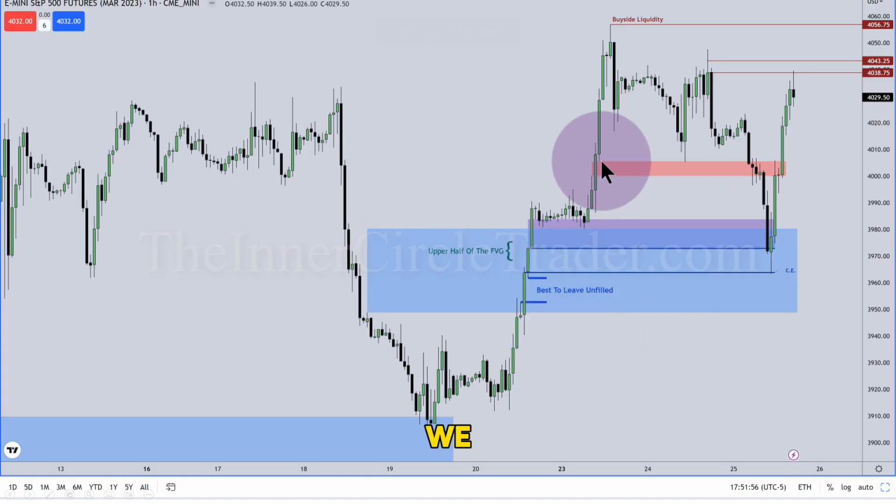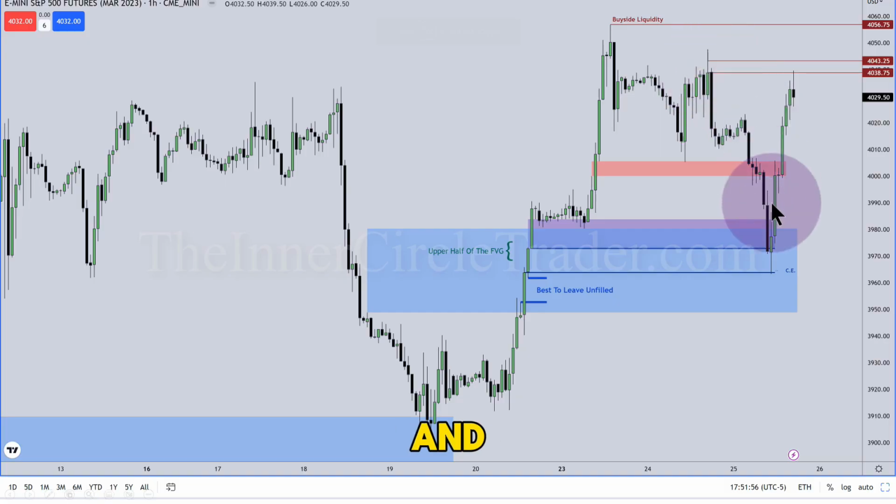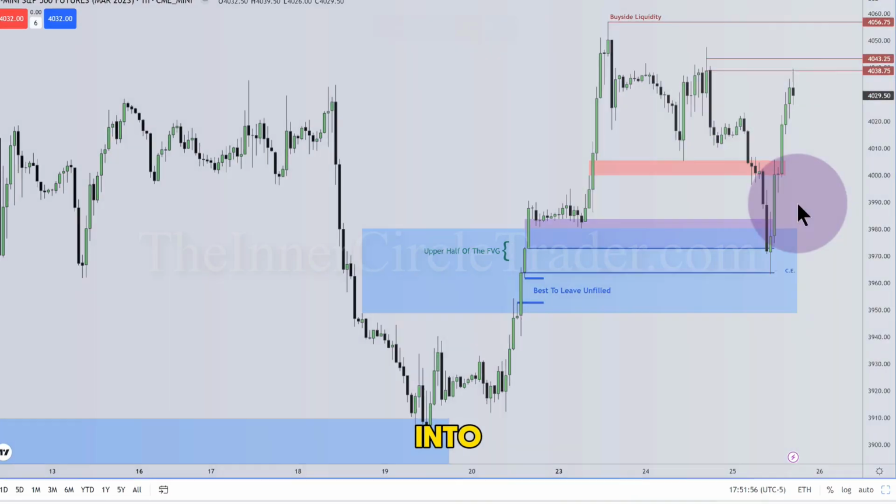So we have an imbalance in here. Keep your eye on that pink area there. And then we have this wick as a consequent encroachment. That's the next objective at 4,043.25. And the rejection block, we saw that traded to today, 4038.75.